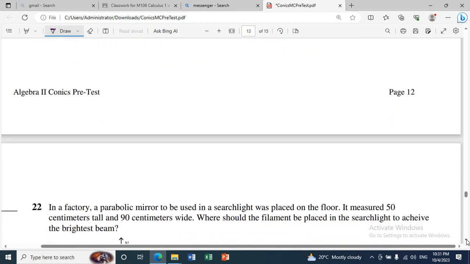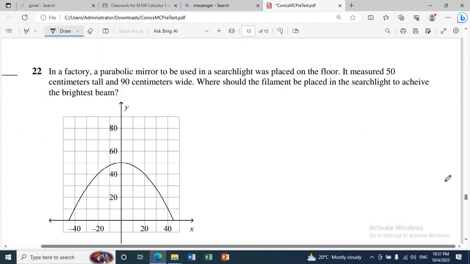Moving close to the final item. In a factory, a parabolic mirror to be used in a searchlight was placed on the floor. It measured 50 centimeters tall, 10, 20, 30, 40, 50, okay, and 90 centimeters wide. Probably this is 45. Where should the filament be placed in a searchlight to achieve the brightest beam?